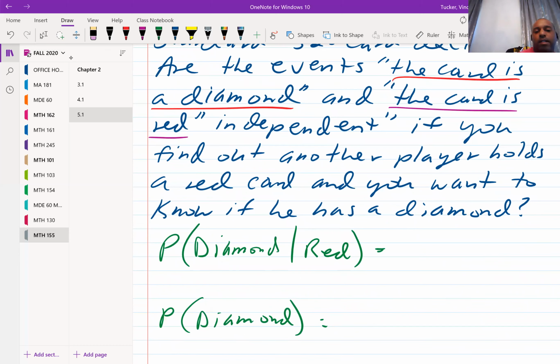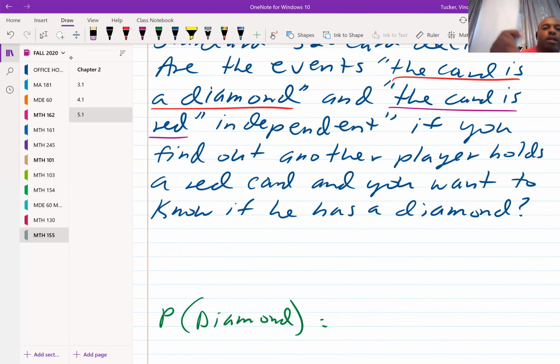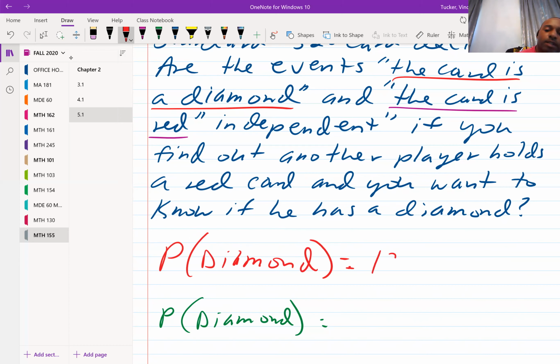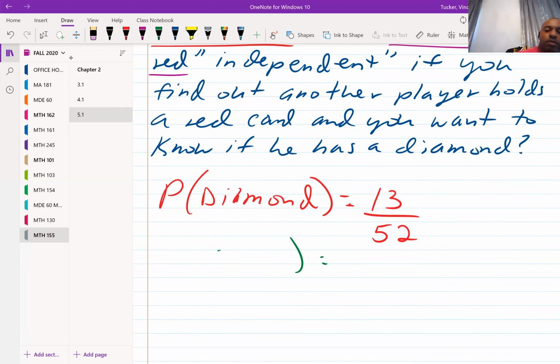So it's probably easier to find, because we have to find the probability of getting a diamond first anyway. That was simple enough. As a matter of fact, I'm going to make that one red since I had the red line. Probability of getting a diamond. There are 13 diamonds in the deck and 52 cards altogether. So the probability of getting a diamond is just 13 over 52. If you want to reduce it to 1/4, that'll work as well. Any problems with that?